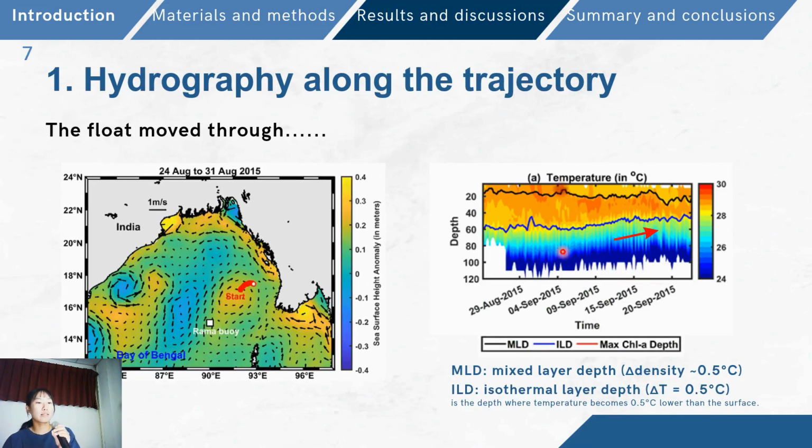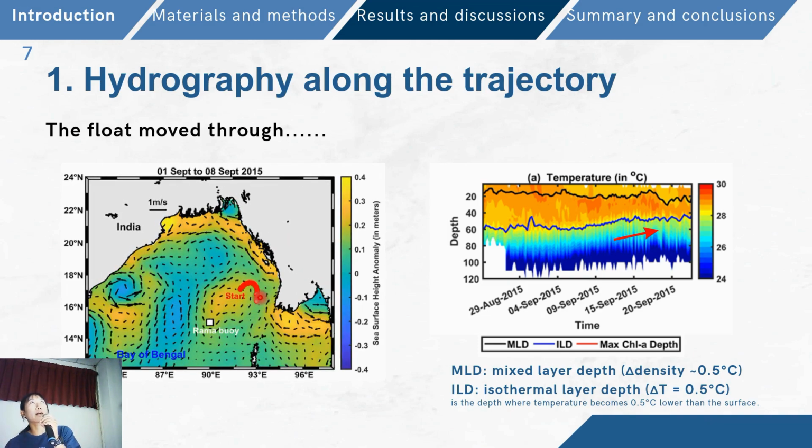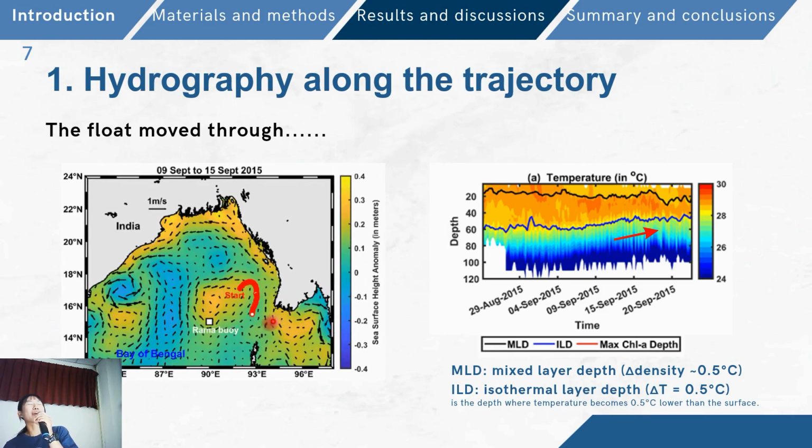In the results, we can look at the float trajectory. The float moves through an anti-clockwise eddy and later a cyclonic eddy. In the cyclonic eddy, upwelling happens. So we can look at the picture.